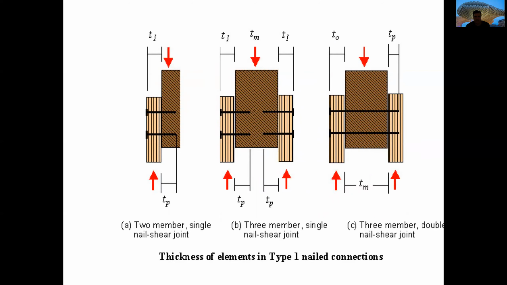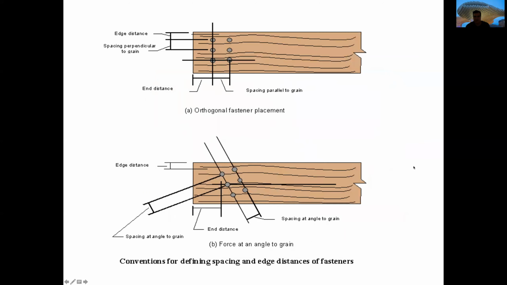Well, we will have a thickness that obviously will depend on the type of material and the connectors that we will have. For example, we have 2 members with single nail shear joint here, and here we have 3 members with single nail shear joints, and here we have 3 members with double nail shear joints. And the conventions to define the spacing and edge distance will be calculated by the engineer, and you need to understand a little bit what happens.